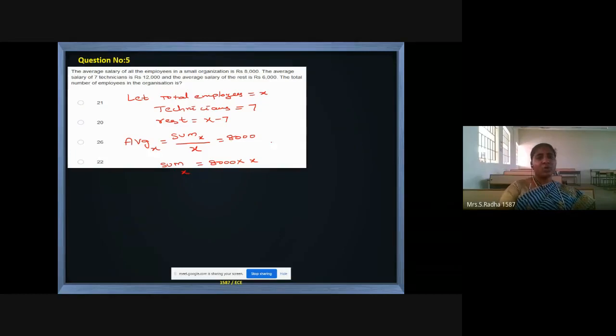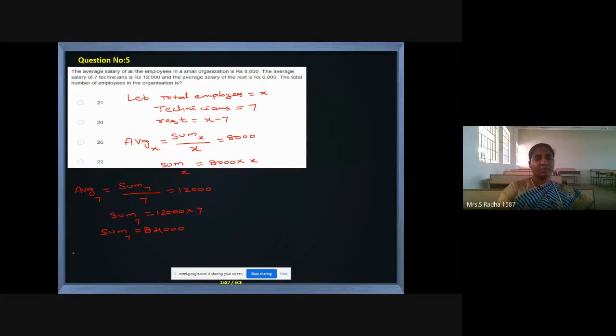Now coming to the second sentence, average salary of 7 technicians. Average salary of 7 technicians is nothing but the sum of the 7 technician salaries by 7. Already they have given the average as 12,000. So the sum of the 7 people's salaries is 12,000 into 7. 12 sevens are 84, so the sum of the 7 technician salaries is 84,000.